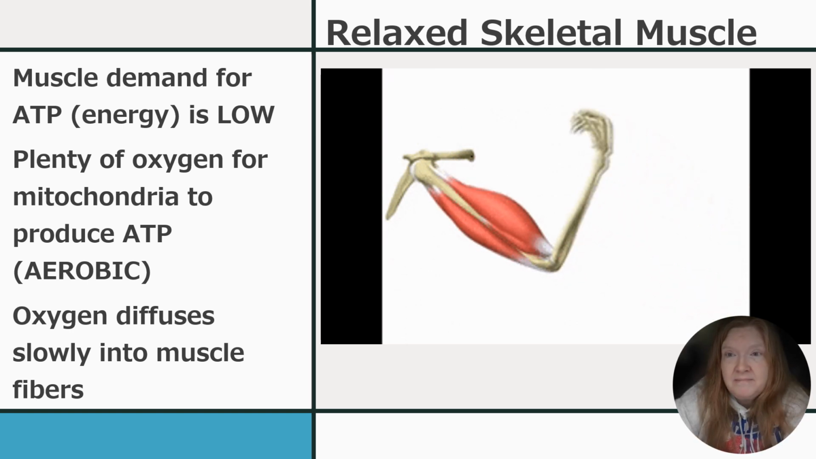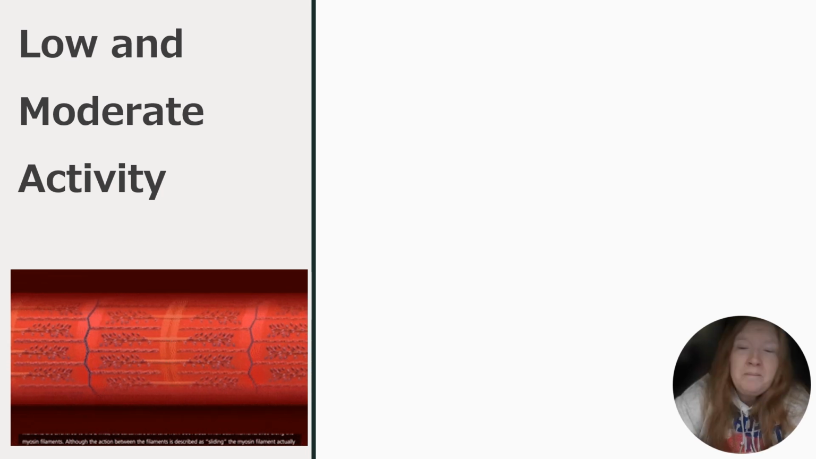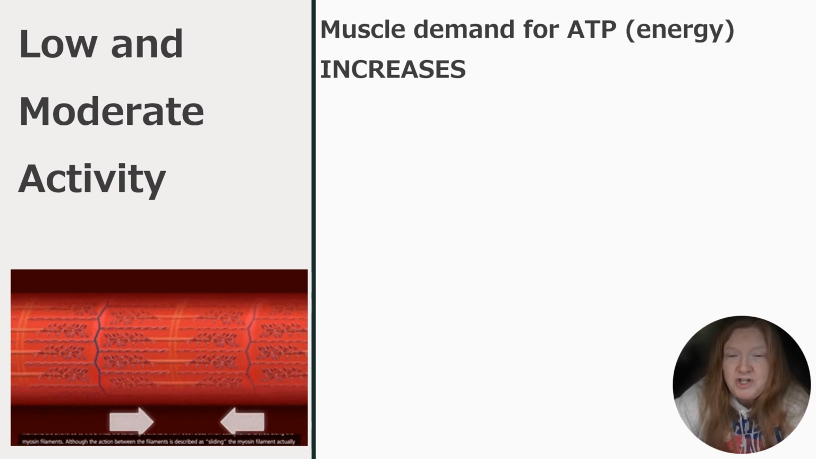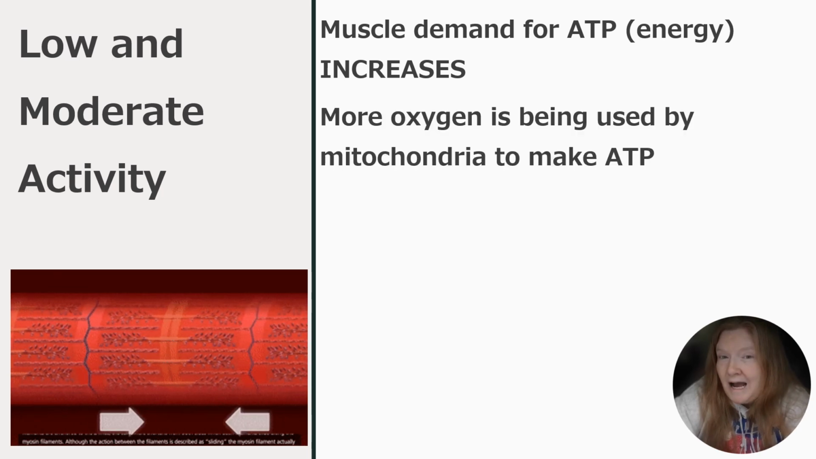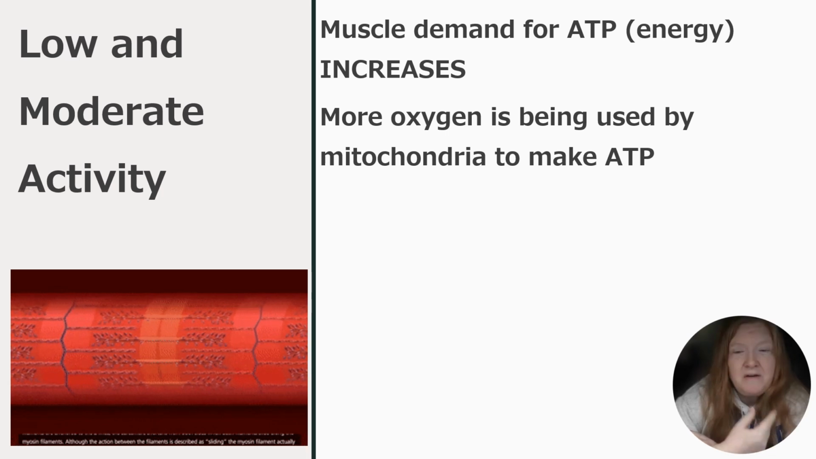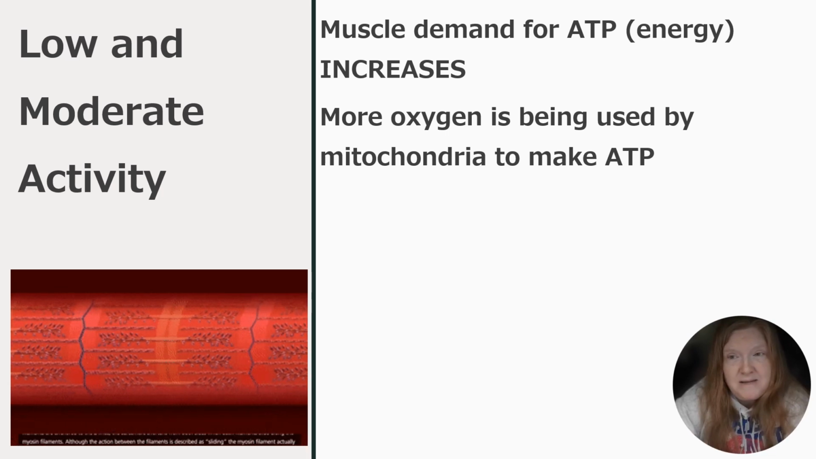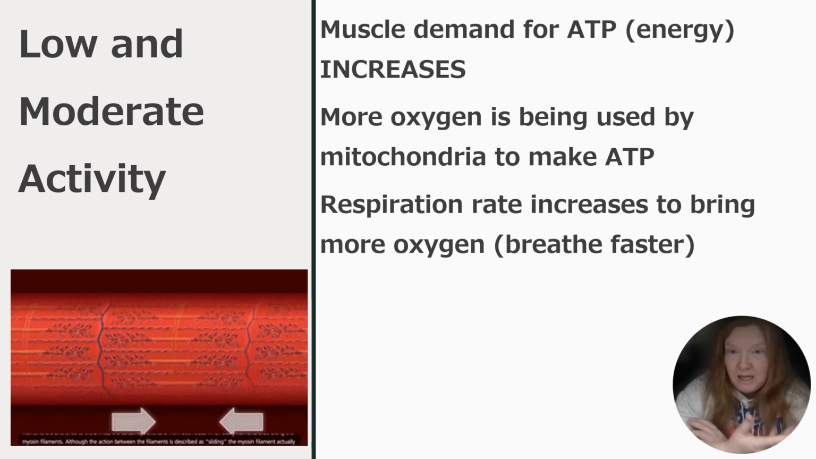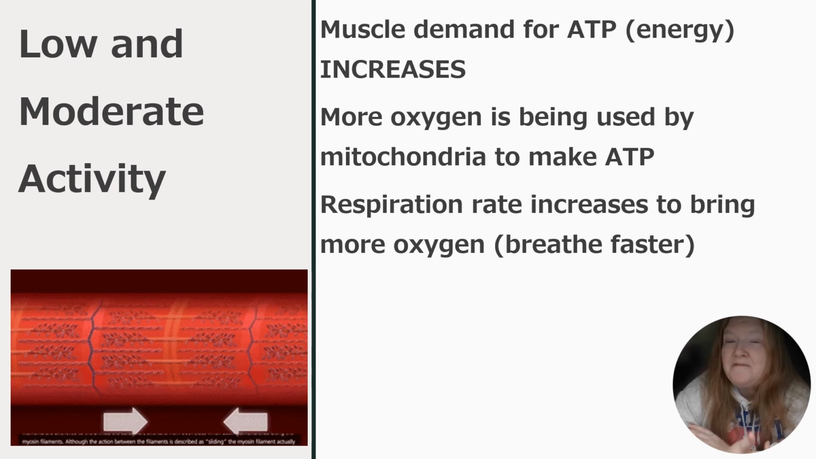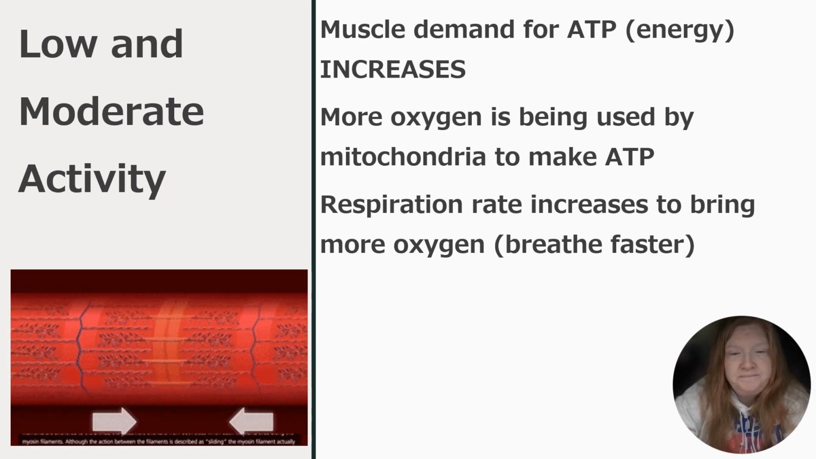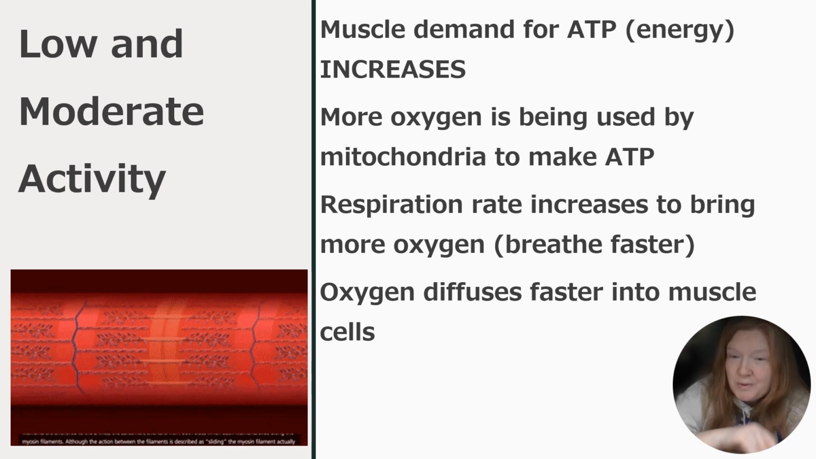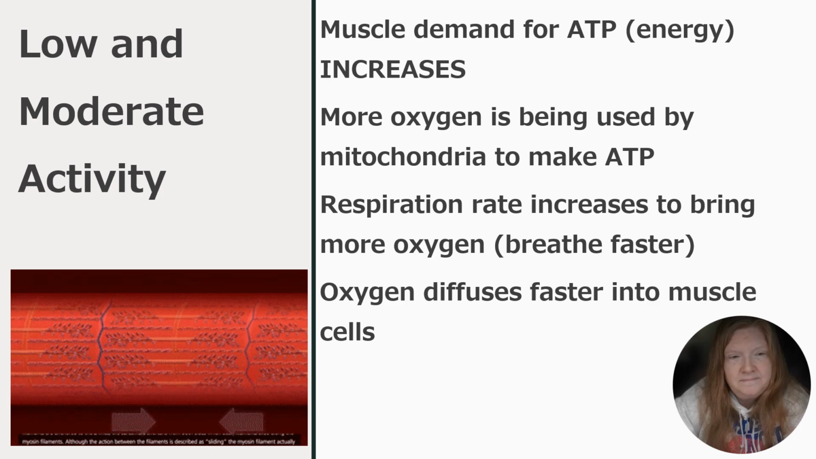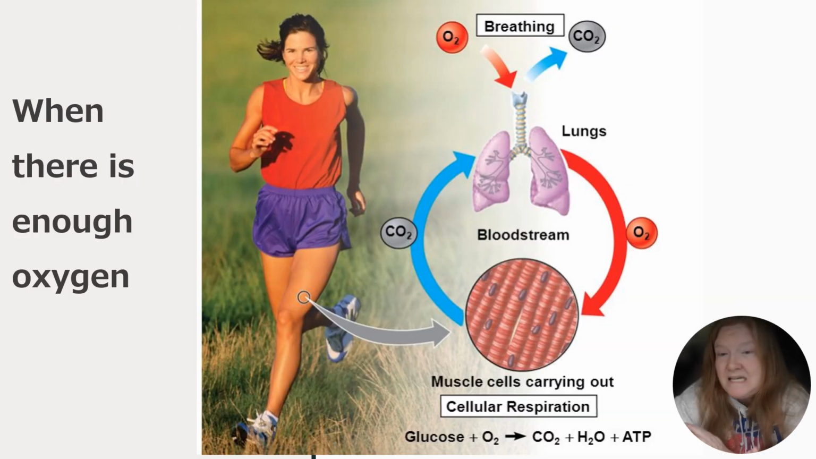Everything is great. Now, when we have some low or moderate level of activity, I get some increased demand for ATP or energy. I get more oxygen diffusing into the muscle cell, so I have more oxygen being used by mitochondria to make the ATP. The respiration rate, as a result, increases. So you start breathing faster to bring in more oxygen. And again, oxygen is going to be diffusing faster into the muscle cells. So that's what occurs when there is enough oxygen.